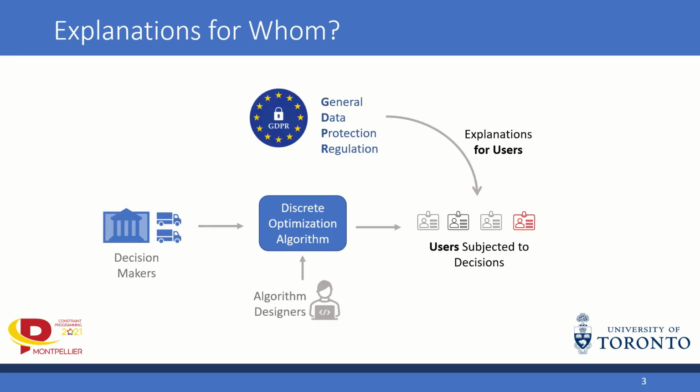Our paper is in part motivated by the GDPR, and in the GDPR there's a strong emphasis on the need for explanations for users subjected to decisions. So this is our primary focus, but we also think our approach could be beneficial to other people in the system, such as the decision makers, for example, the delivery service from our previous example.